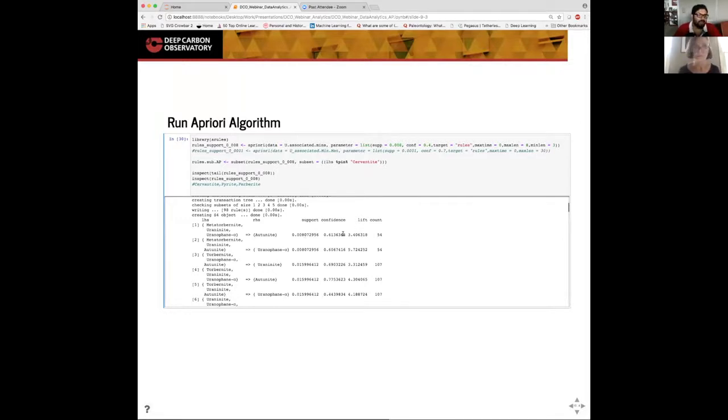The second metric is called the confidence metric, which is the expected number of times that a combination of minerals should occur in your data set. So it's a simple probabilistic join of 2 minerals or n minerals occurring together in the data set. And then the lift is a very simple ratio of the confidence to the support.